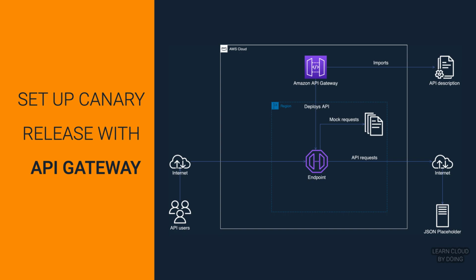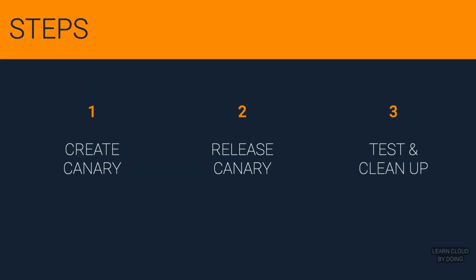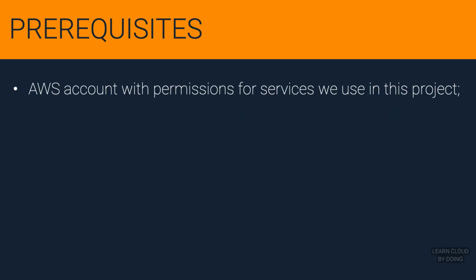This tutorial walks you through 3 steps to set up a Canary release with API Gateway. Our project consists of 3 steps. To implement the project in this video, please ensure the following prerequisites. Check out the video description if you need assistance with any of these prerequisites.